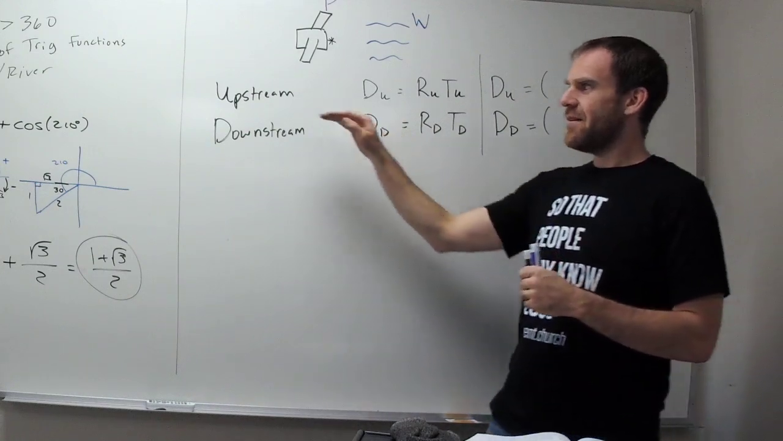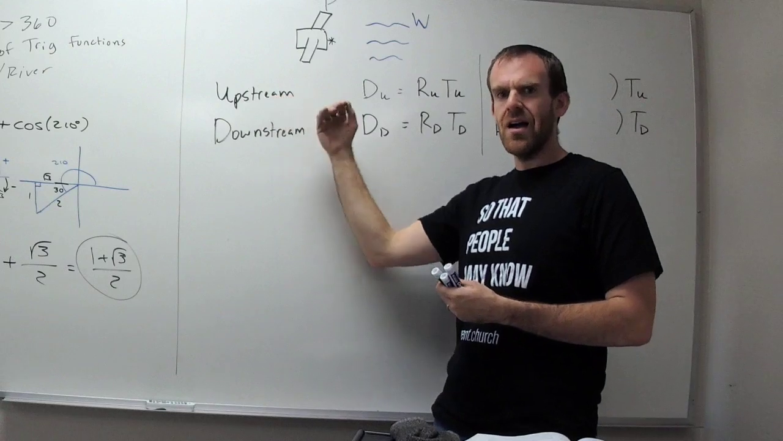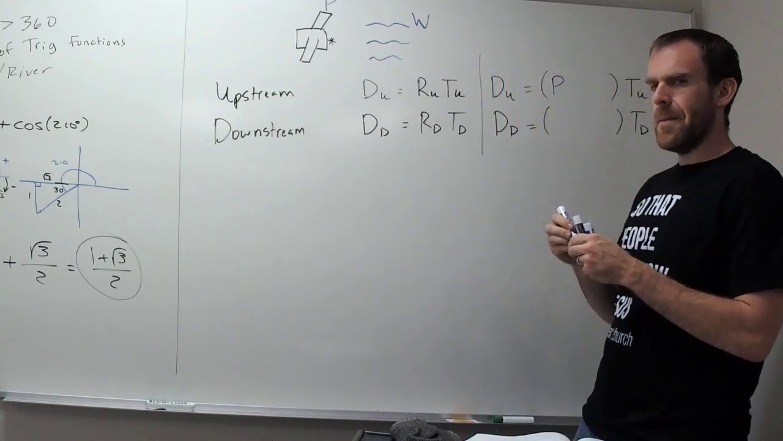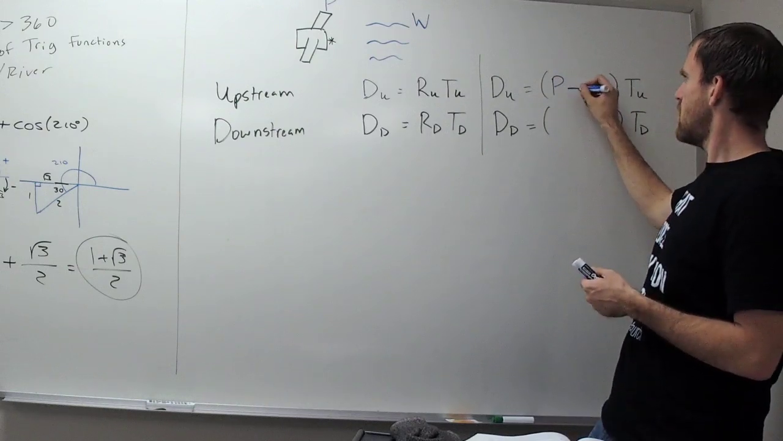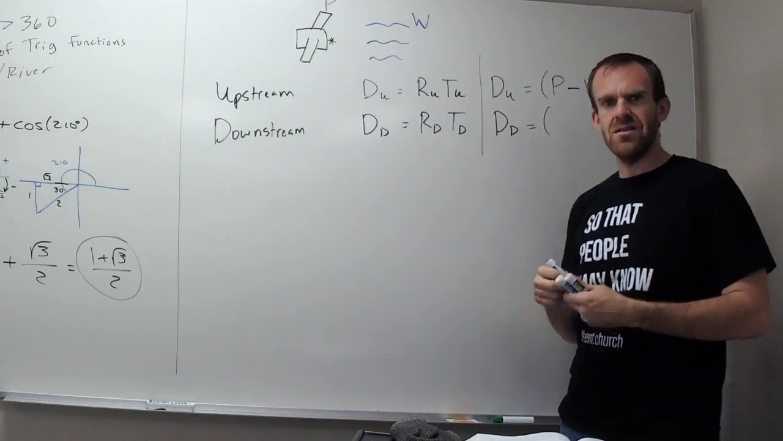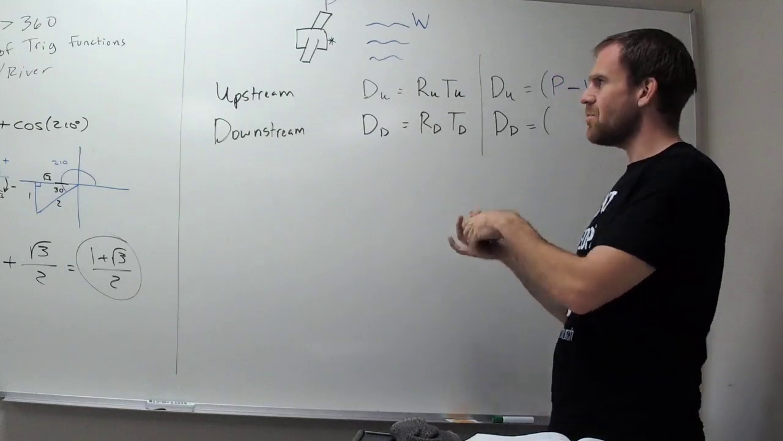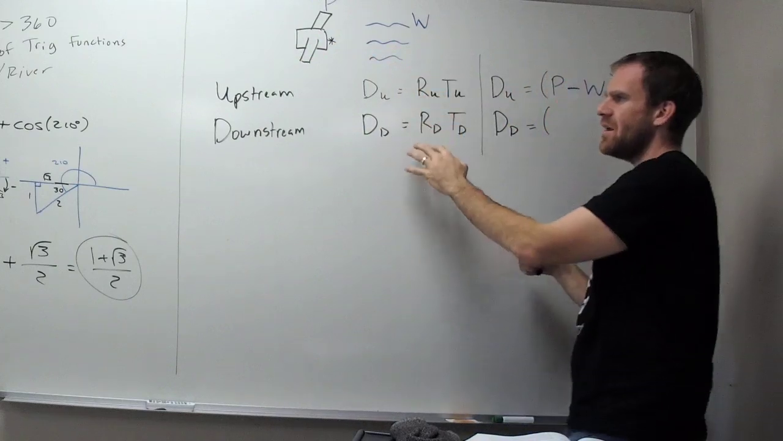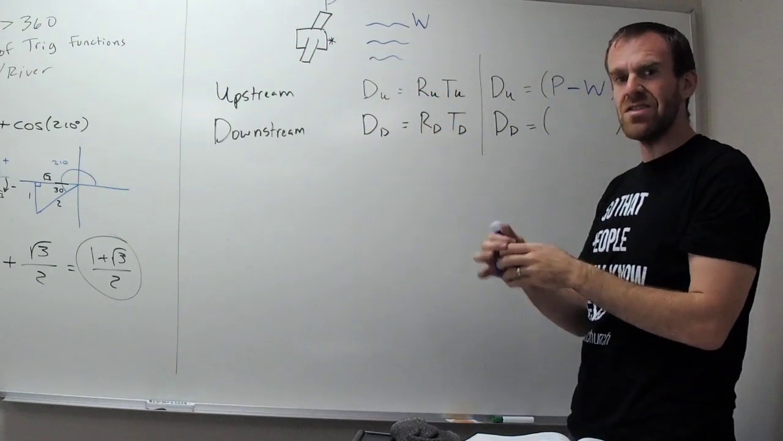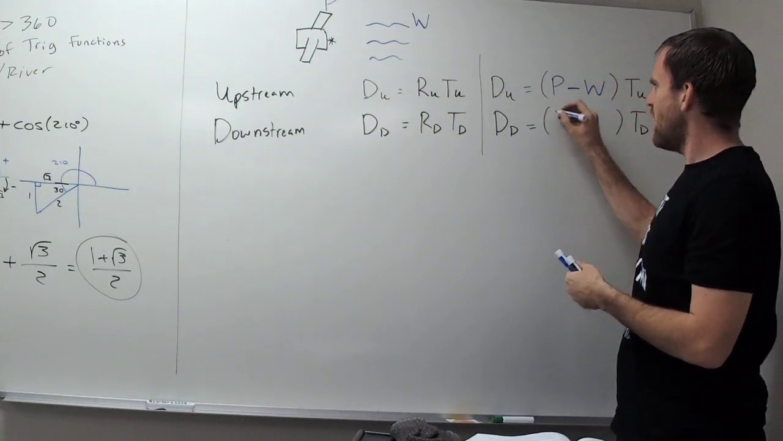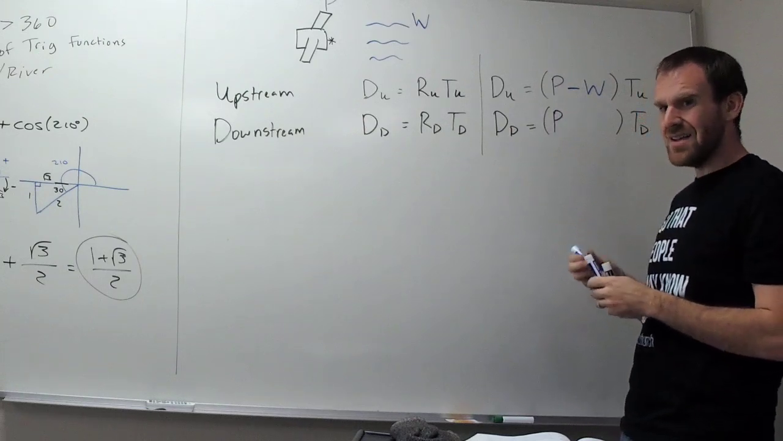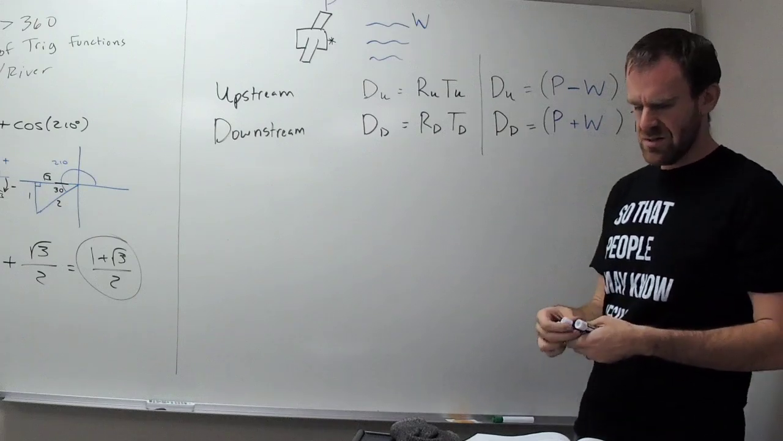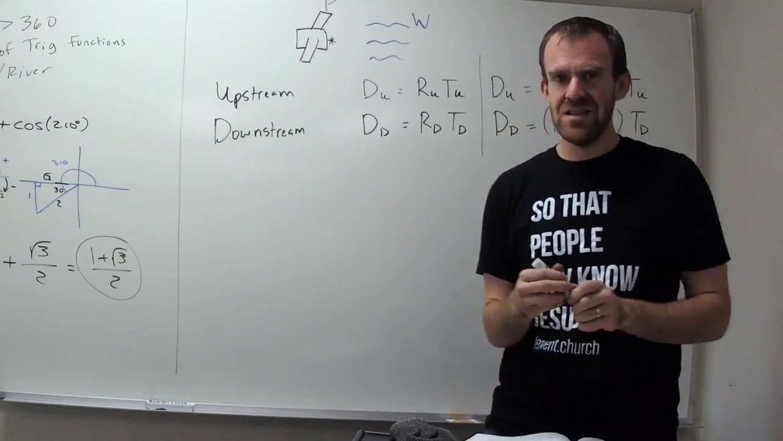Now here's the key. If you are going upstream against the wind, then you should have your plane speed minus the speed of the wind. The wind is slowing you down. So your rate is the speed of the plane minus the wind. But if you are going downstream with the wind, then you have the speed of the plane plus the speed of the wind. And those are your two equations. So let's read a problem and see if we can solve it.